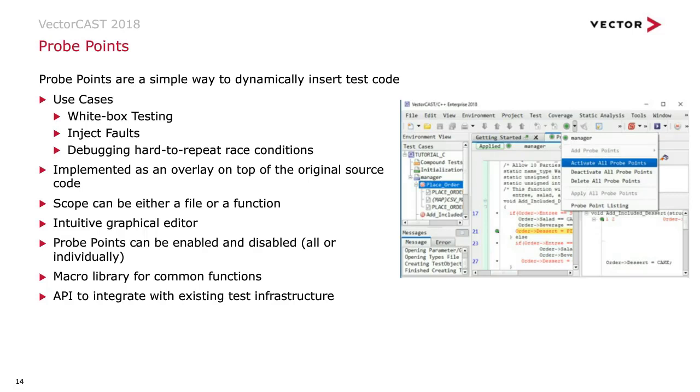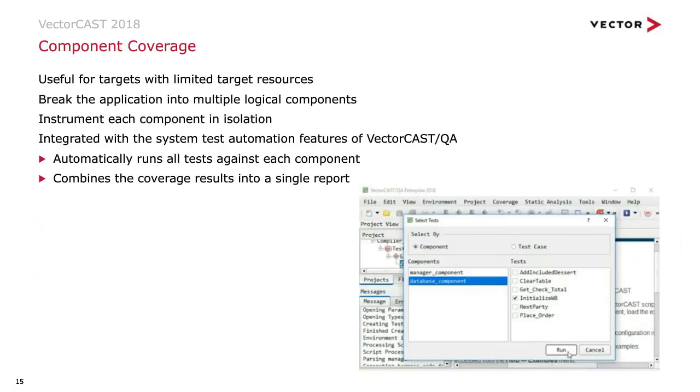Component coverage. So with component coverage, what we're doing here is we're really optimizing the automation for the advantage of being able to collect coverage information in environments that are very resource limited. The typical example is an application that's using up a large percentage of the memory resources that are available on the target. Let's say they're taking up 98 to 99% of the available memory just with the application alone.